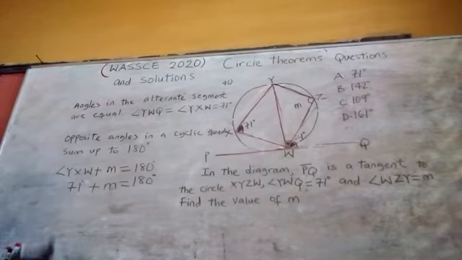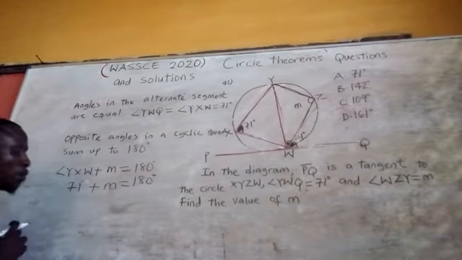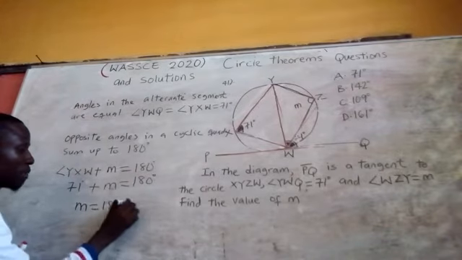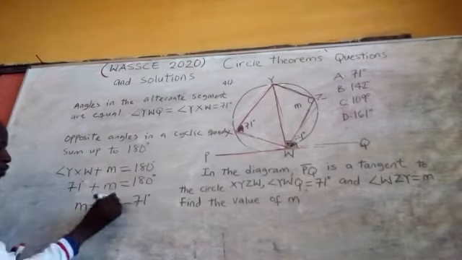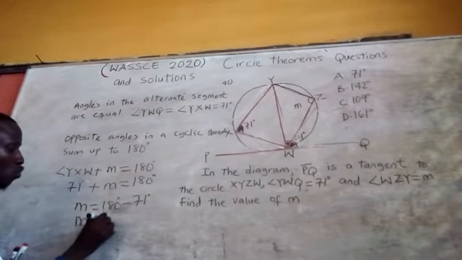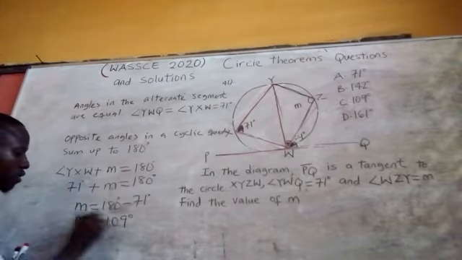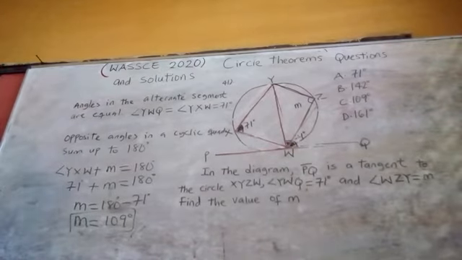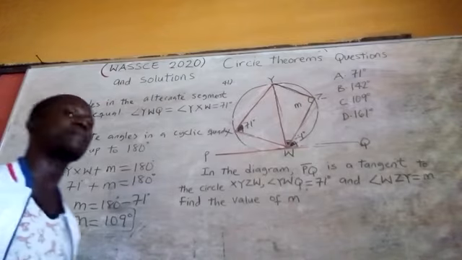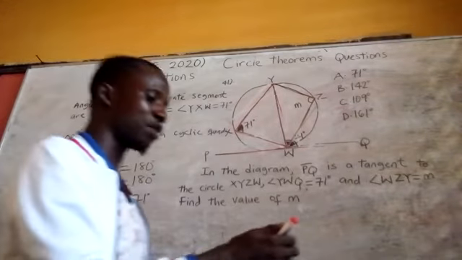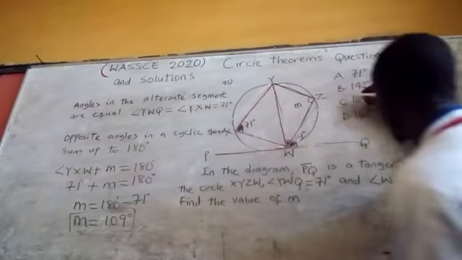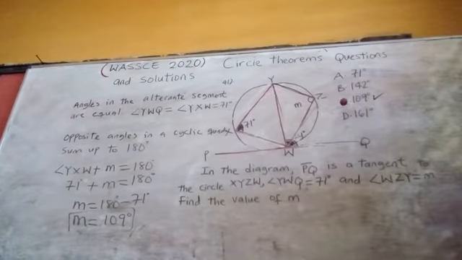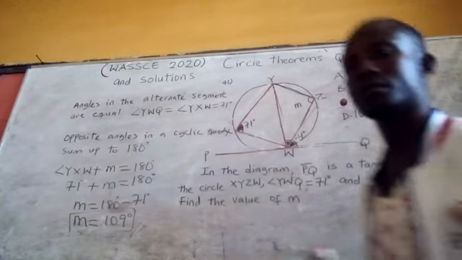So we can clearly see that we send 71 across, and a change occurs from positive to negative. So we have M to be equal to 180 minus 71. So we have M to be equal to 109 degrees. So this is our answer for question 41 in the past WASSCE Mathematics 2020 examination. Our correct answer here is letter C. So C is the correct answer. So let's take our last question for today.